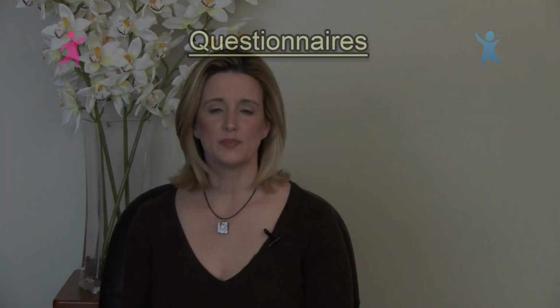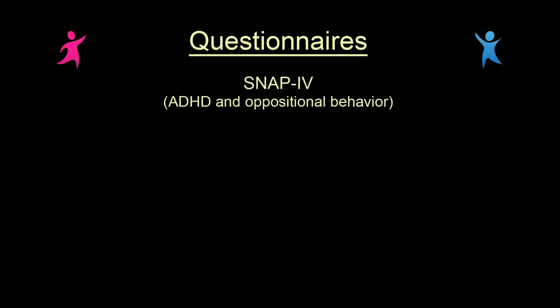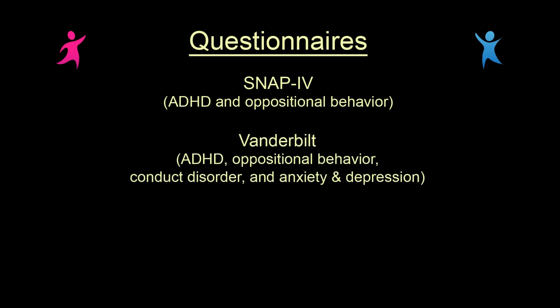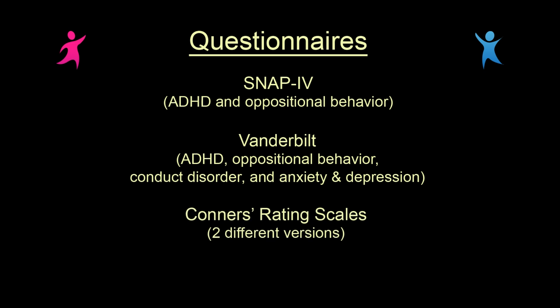If your pediatrician is doing the evaluation, the parent and school teacher will be asked to complete forms that cover a number of behaviors. Some common forms used by pediatricians are the SNAP form, which focuses on symptoms of ADHD and oppositional behavior. Another form is the Vanderbilt form, which screens for ADHD, oppositional behavior, conduct disorder, and anxiety and depression. And finally, the Conners, which has a long and short version. The pediatricians usually use shorter versions of the Conners, and the shorter form screens for ADHD and oppositional behaviors.